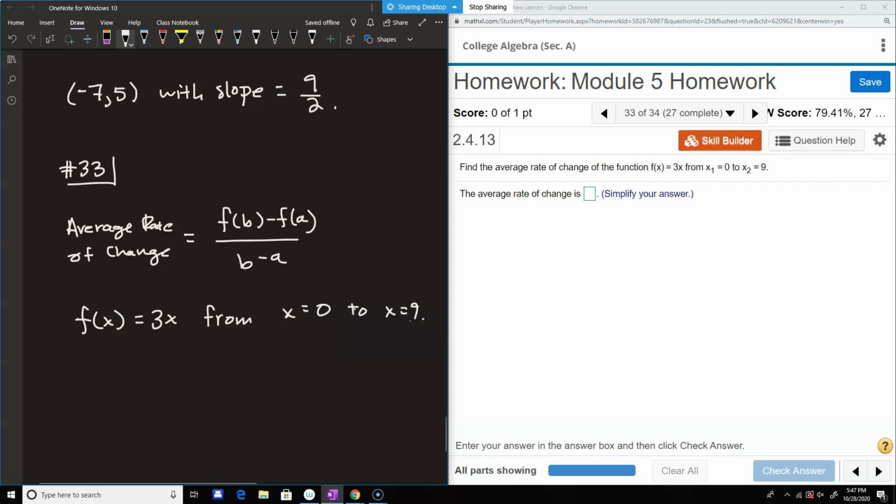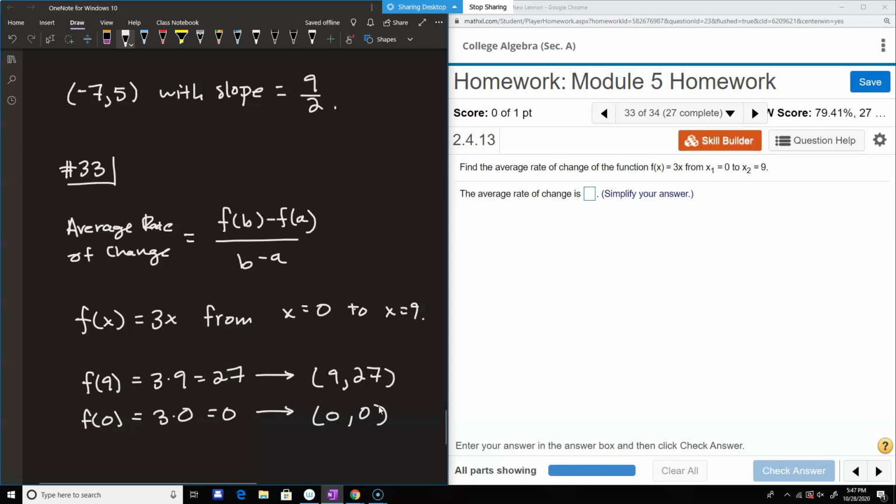It's going to work just like slope. We just have to plug the values in to find the y values first. So we first do f of 9. I like to do the larger one first. Plug 9 into the formula. That's 3 times 9, which is 27. So this gives us the point 9 comma 27. We plugged in 9 for x and we got 27 for y. And then f of 0 is 3 times 0, which is 0. So we plugged in 0 for x and got 0 for y.